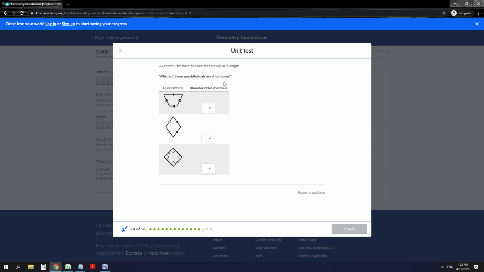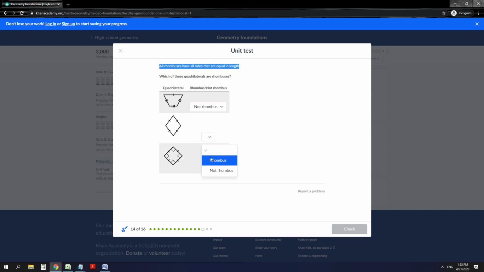Which of these quadrilaterals are rhombuses? Now remember, a rhombus, the only rule is all 4 sides have to be equal. It says that right here. All sides equal in length. Equal? No. Equal? Yes. Equal? Yes. And that's it.